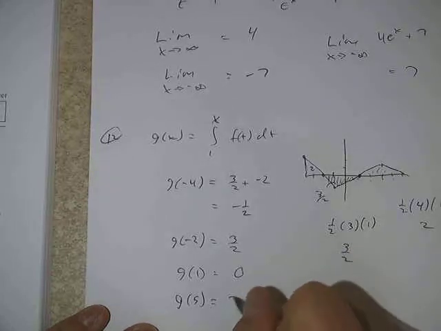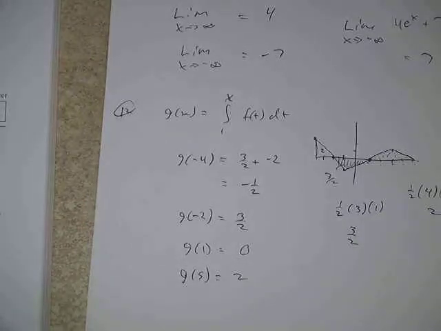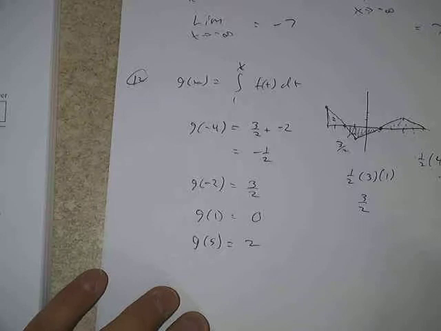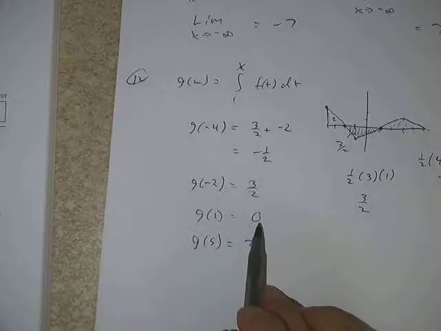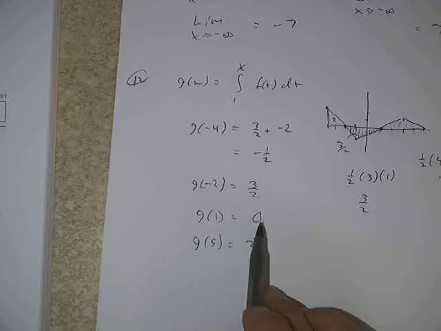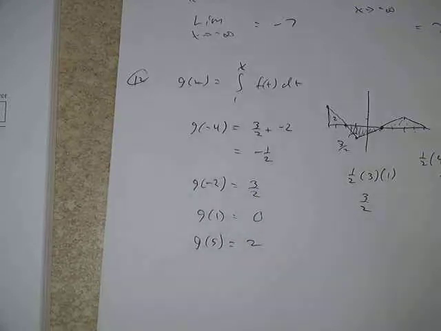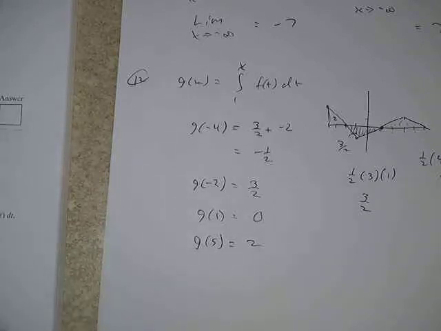What's g of 1? If I go from 1 to 1 of f of t dt, I'm going to get 0. And then finally, g of 5 goes up to 3, 1, and then down to 5, 0. So it would be that right there. Ultimately, that would be 1/2 times, going from 1 to 5 would be 4, and then up 1. So that would ultimately be 2. So my g of 5 would be 2.